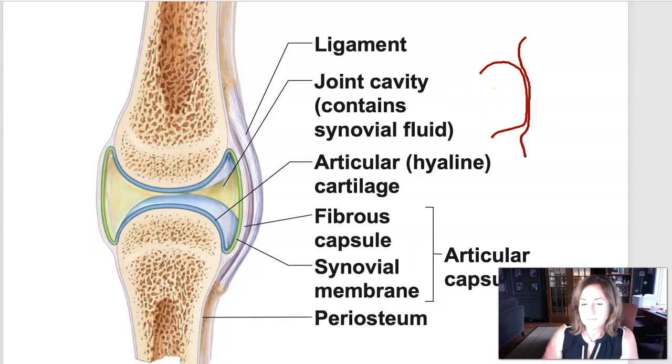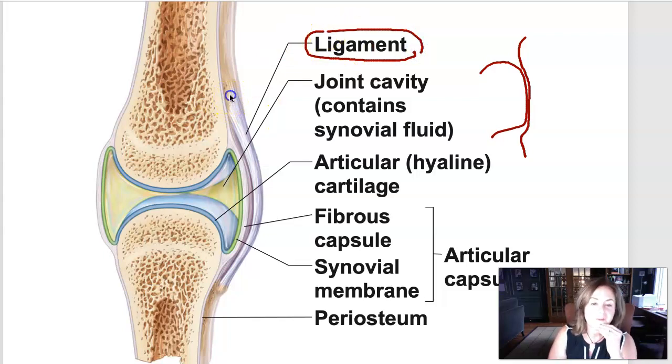So the shape could make a big difference. Another possibility stabilizing this is a ligament. And a ligament is a band of connective tissue, a little bit elastic connective tissue that connects bone. So I'm just going to trace this ligament out to bone. And it goes over top of the articular capsule. Okay, and so this is the articular capsule.